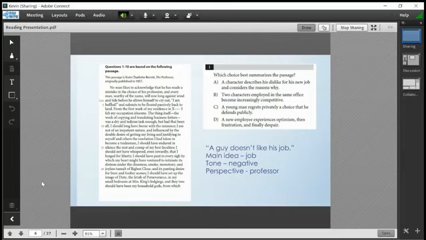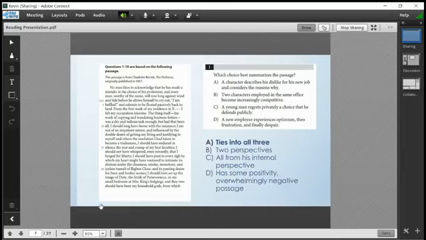It ties in too perfectly to all three. So if we look at this, a character describes his dislike for his new job. A character, that's our perspective, describes his dislike, that's our negativity, for his new job. Perfect. Ties into all three of what we're looking for.